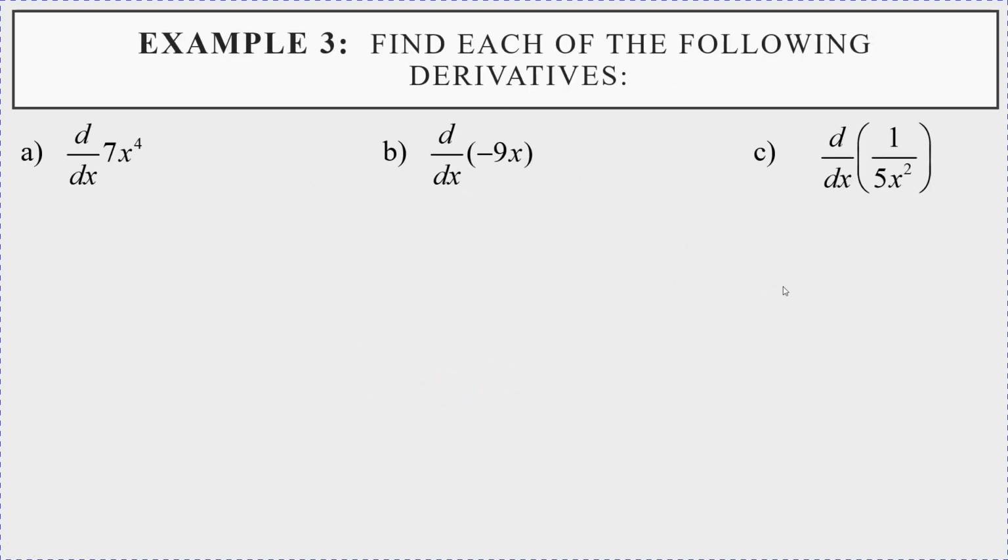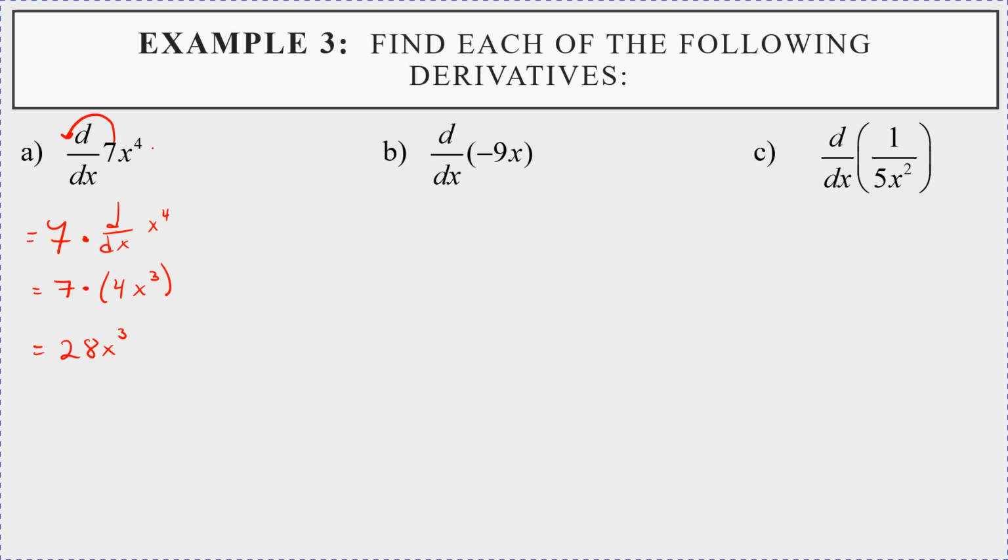All right, suppose you have this one here. I have these problems here. The first one says find the derivative with respect to x of 7x to the 4th. Well, what you could do here first is factor out the 7. So it would be 7 times the derivative with respect to x of x to the 4th. Well, the 7 stays, bring the 4 down, and then 4 minus 1 gets you 3. And then all you need to do is 7 times 4 gets you 28, times x cubed.